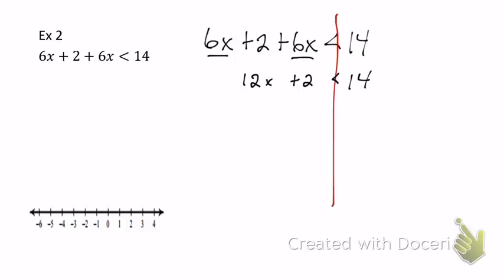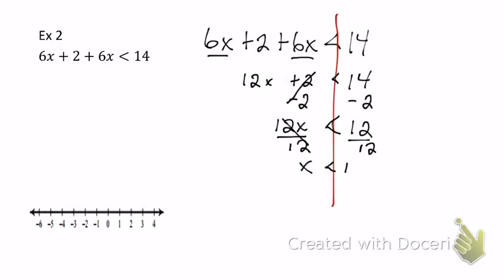So I'm going to work backwards. I'm going to start by getting rid of plus 2 with a minus 2. So 2 minus 2 would leave us with 0, leaving us with just the 12x. We've got less than. 14 minus 2 would leave us with 12. Now this time I'm going to divide by 12 to undo the times 12. I'm left with x is less than 12 divided by 12, which is 1.